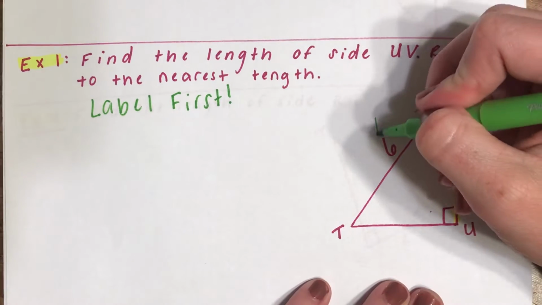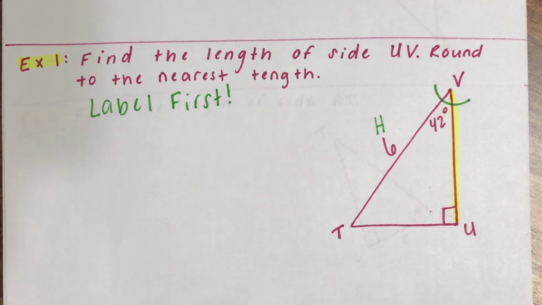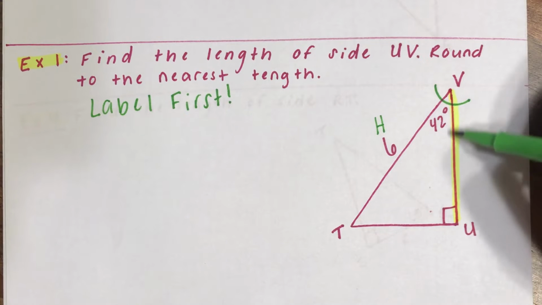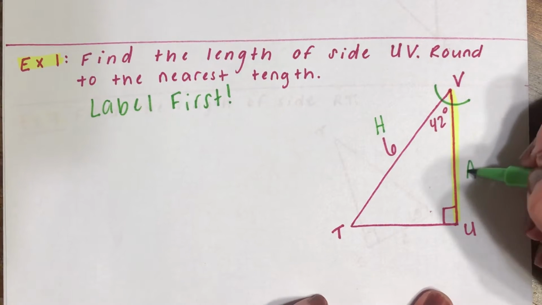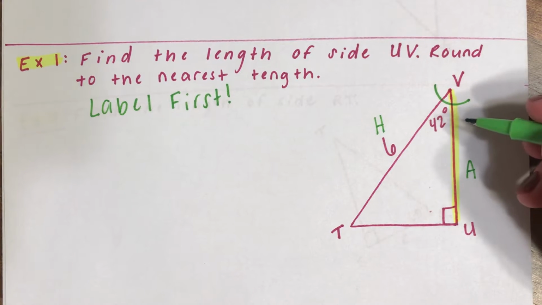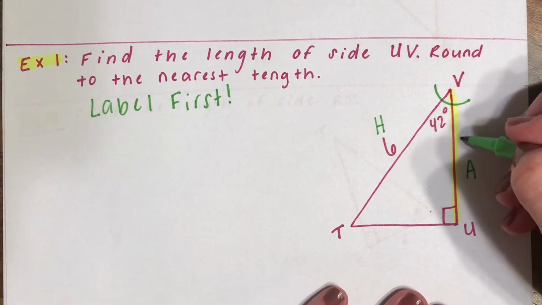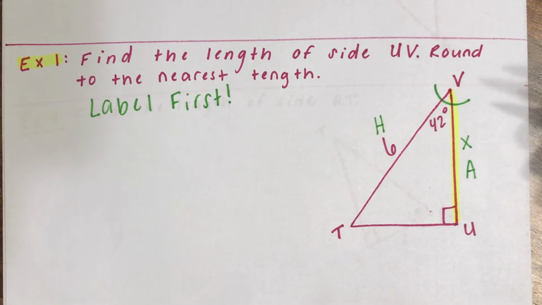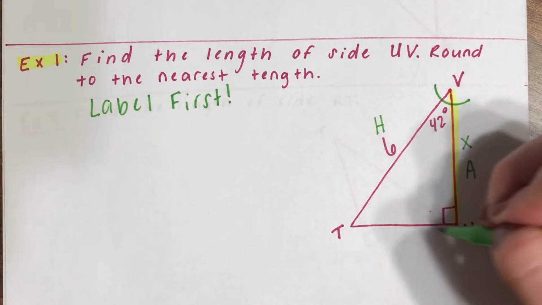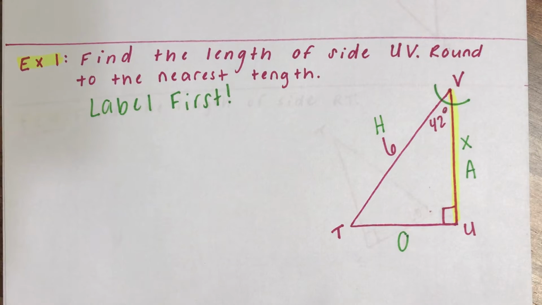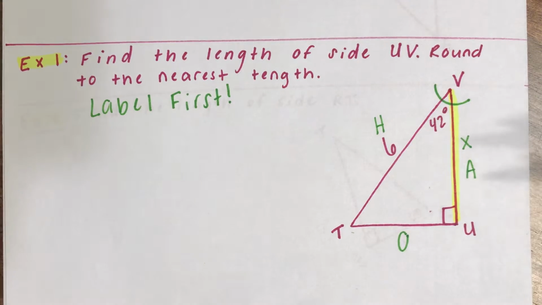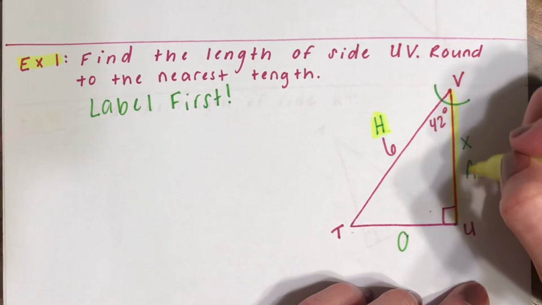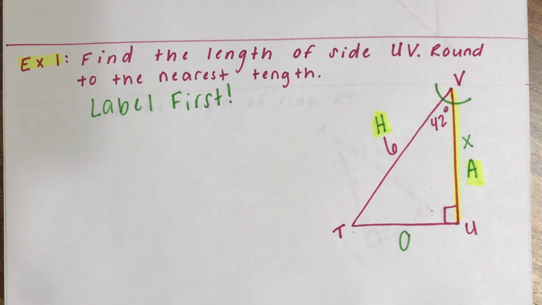The hypotenuse is 6. And then we are trying to find this yellow side, which I can see is adjacent to my angle. So this is my A. And since we're trying to find that side, we are going to call this X. And then obviously this side UT is opposite. We aren't going to be using that because we don't have a measurement, and that's not what I'm trying to find. So I can see that the letters that I'm focusing on are adjacent and hypotenuse.